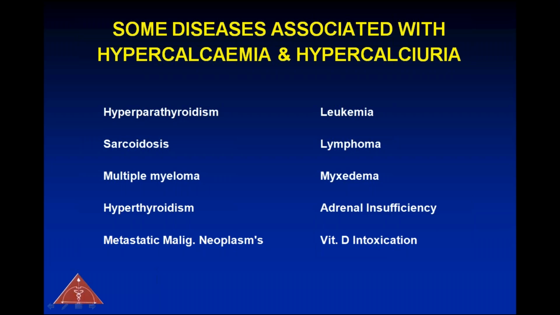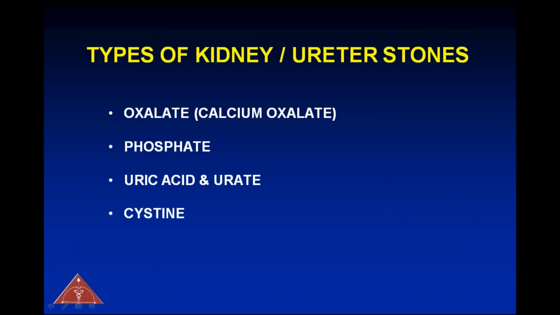Malignancy by itself can cause a hypercalcemic state, like carcinoma of the breast. It is not a paraneoplastic syndrome, but the cancer by itself can cause a hypercalcemic state. These are certain examples. So let's come to kidney and ureter stones: calcium oxalate, phosphate, uric acid and cysteine. Calcium oxalate is most common.